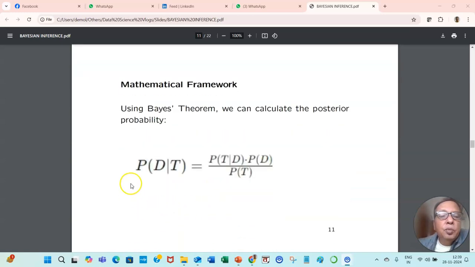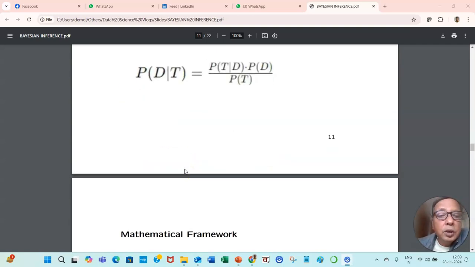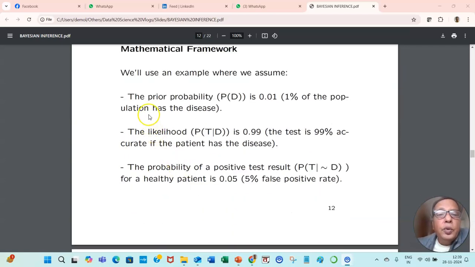So we apply Bayes' theorem, we find the probability of disease given the positive test result. We turn the likelihood, probability of positive test given the disease, into probability of disease given the positive test. So these numbers give me the result: probability that the disease is there given the test result is positive. Okay, so we have the prior probability of disease, which is 0.01. The likelihood, probability of test is positive given the disease, is 0.99. The probability of a positive test result for a healthy patient is 0.05.